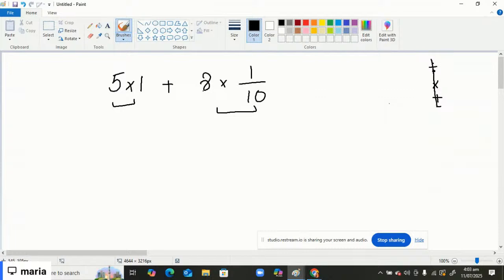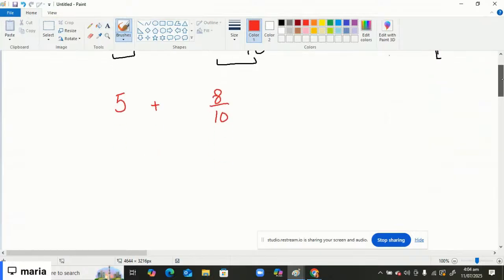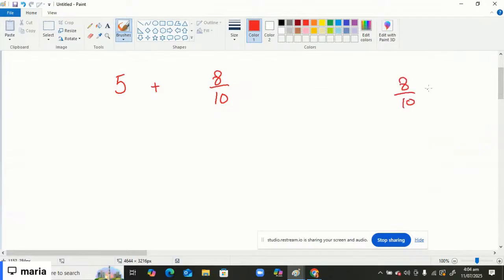First of all, I'm going to use this times. 5 times 1 is 5, then plus, as it is, 8 times 1 by 10 is 8 by 10. Now what is the answer of 8 by 10? As we know, 8 is divided by 10, so you get 0.8. So this is 5 plus 0.8. Now look here, 0.8: 0, then point, then 8.